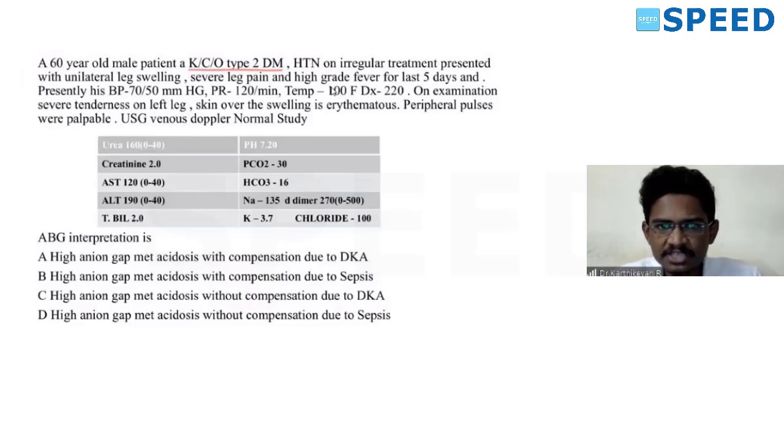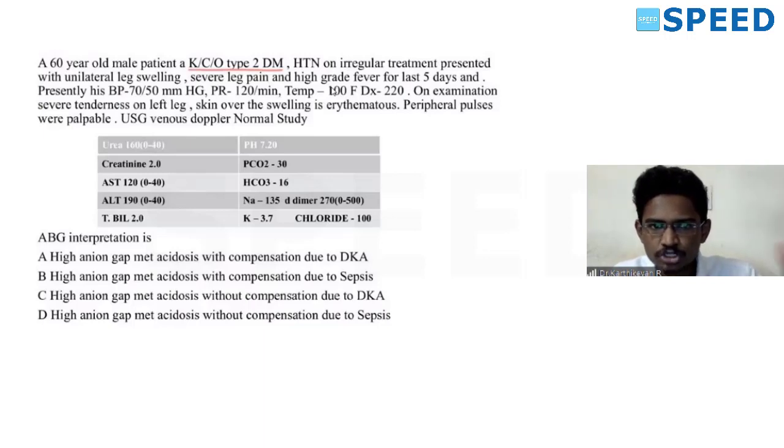A 60-year-old male patient, a known case of type 2 diabetes and hypertension on irregular treatment, presented with unilateral leg swelling, severe leg pain, and high-grade fever for the last 5 days. His BP now is only 70/50, pulse rate 120 per minute, temperature 100, dextrose 220. On examination, severe tenderness was present in the left leg. Skin over the swelling is erythematous. Peripheral pulses were palpable. Ultrasound venous Doppler revealed a normal study.